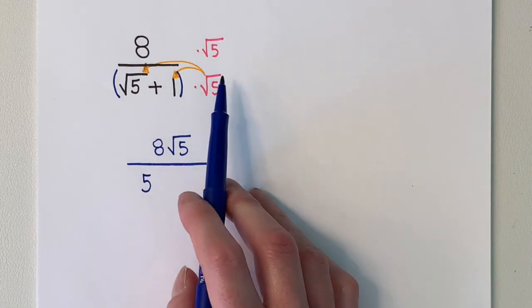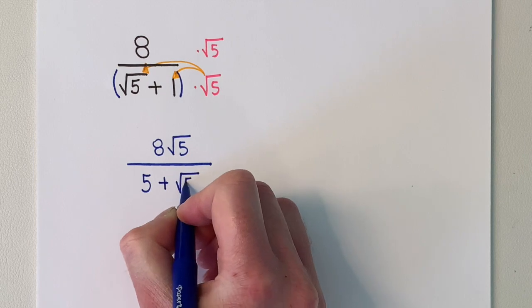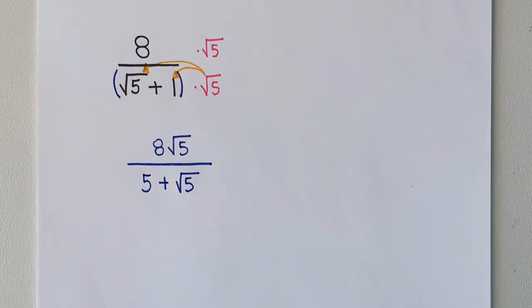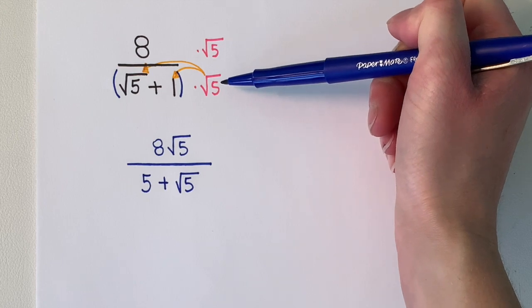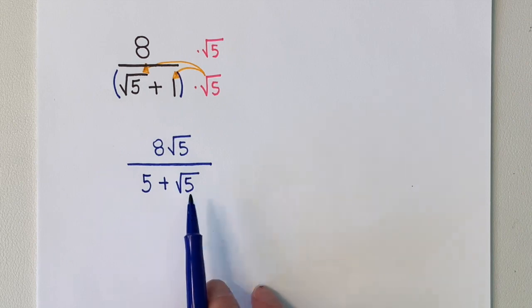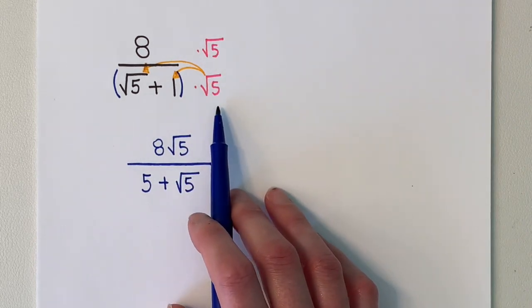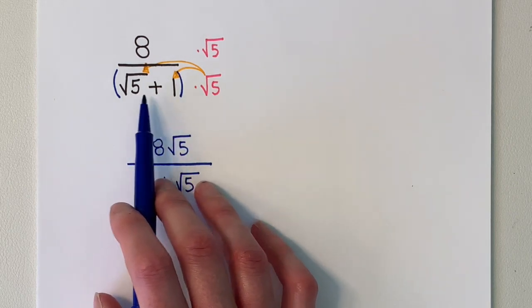And then we can take the square root of 5 times 1, which will just give us a positive square root of 5. Now notice here, the whole goal of multiplying the numerator and the denominator by the square root of 5 was to get rid of the square root in the denominator. But it didn't work here. We still have a square root in the denominator. This technique will not work if you're trying to rationalize a denominator that has 2 terms.